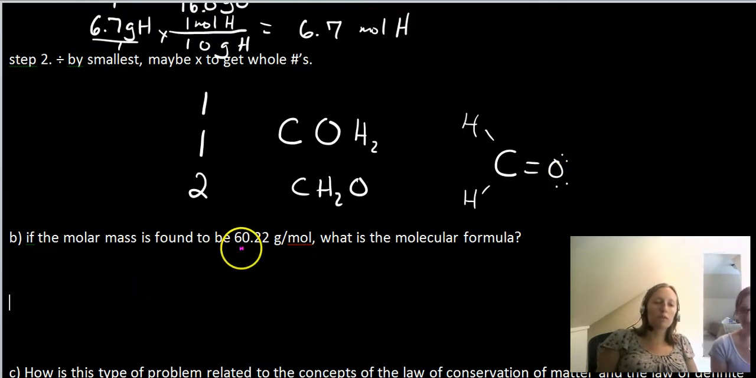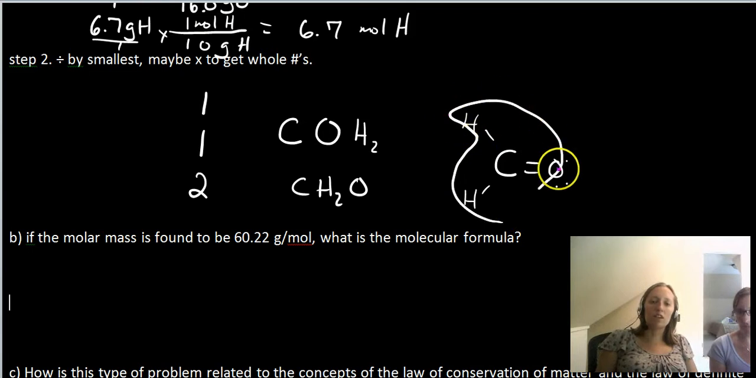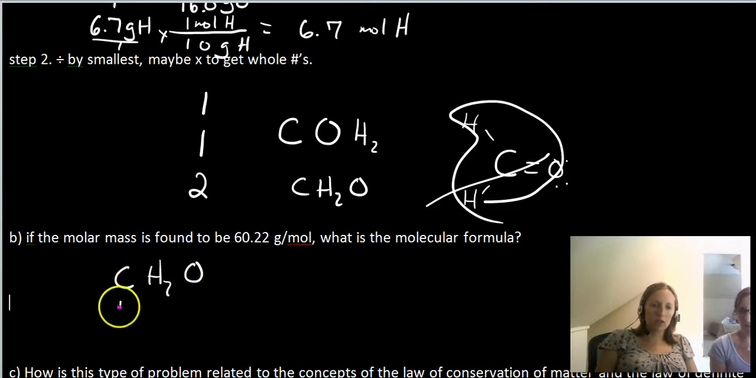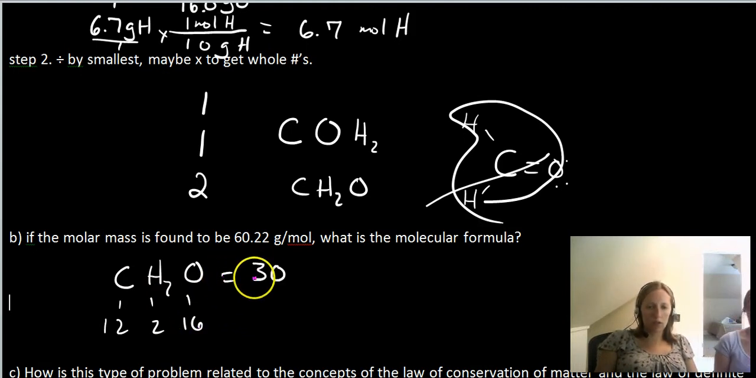Alright, so if the molar mass is found to be 60.22 grams per mole, what is the molecular formula? This is your empirical formula, which means that if it is the same as this, then that's the correct structure, but if it's not, then it's not. So how much does that weigh? Carbon, 2 hydrogens and an oxygen, a 12, a 2, and a 16. That gives you 30 grams per mole, which is not quite big enough.